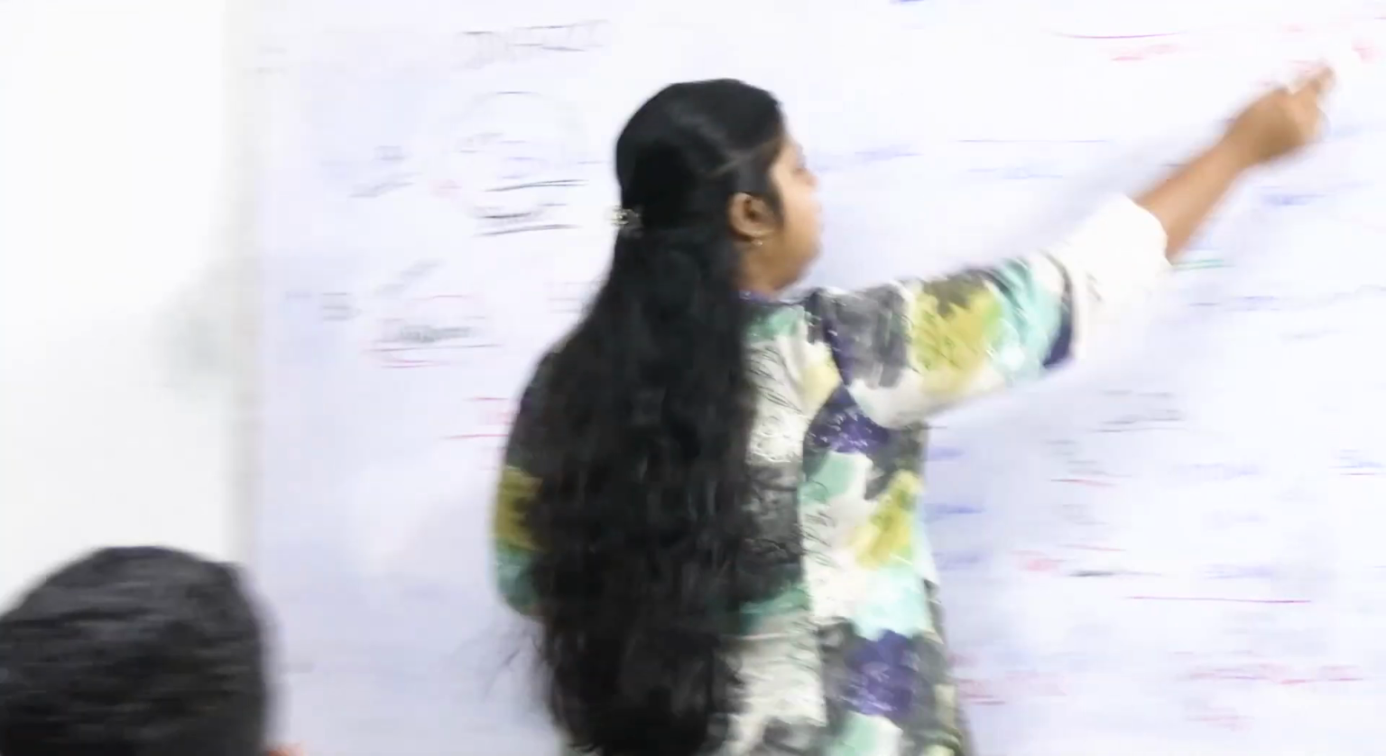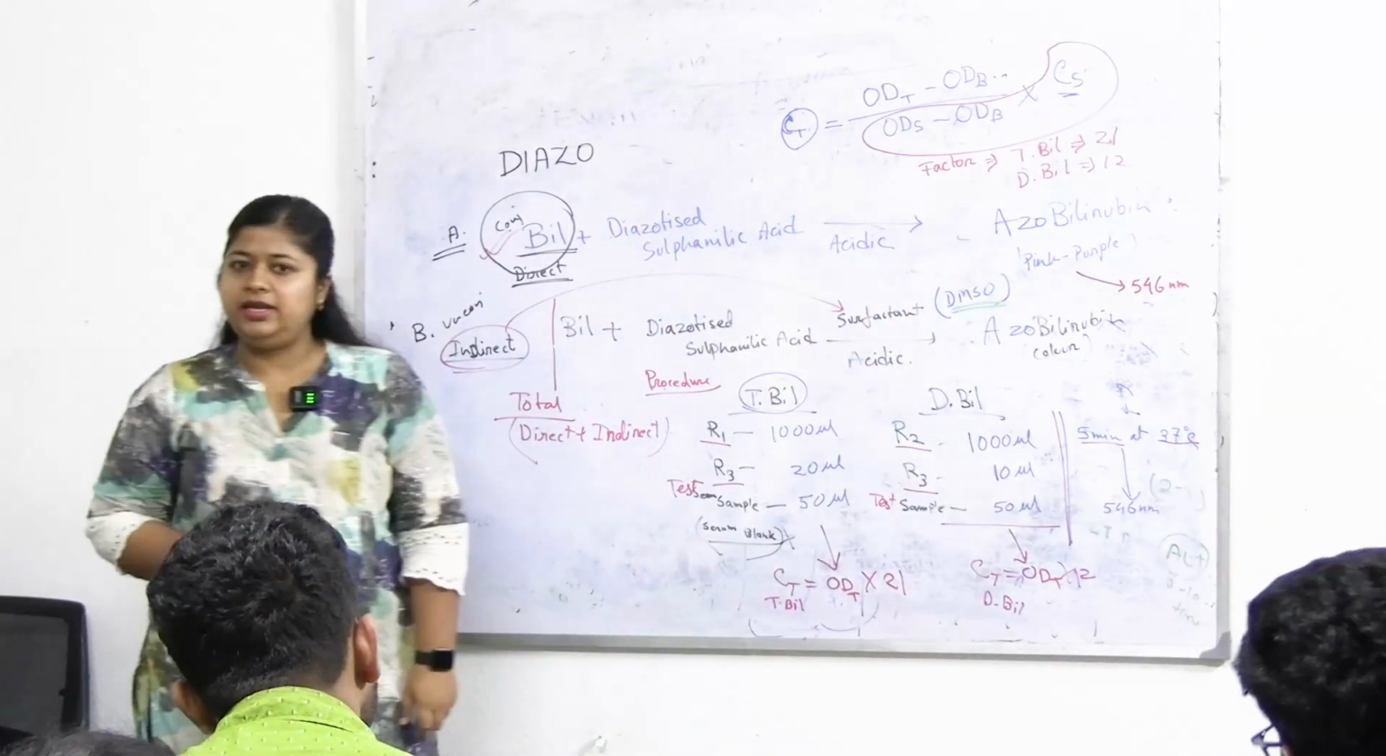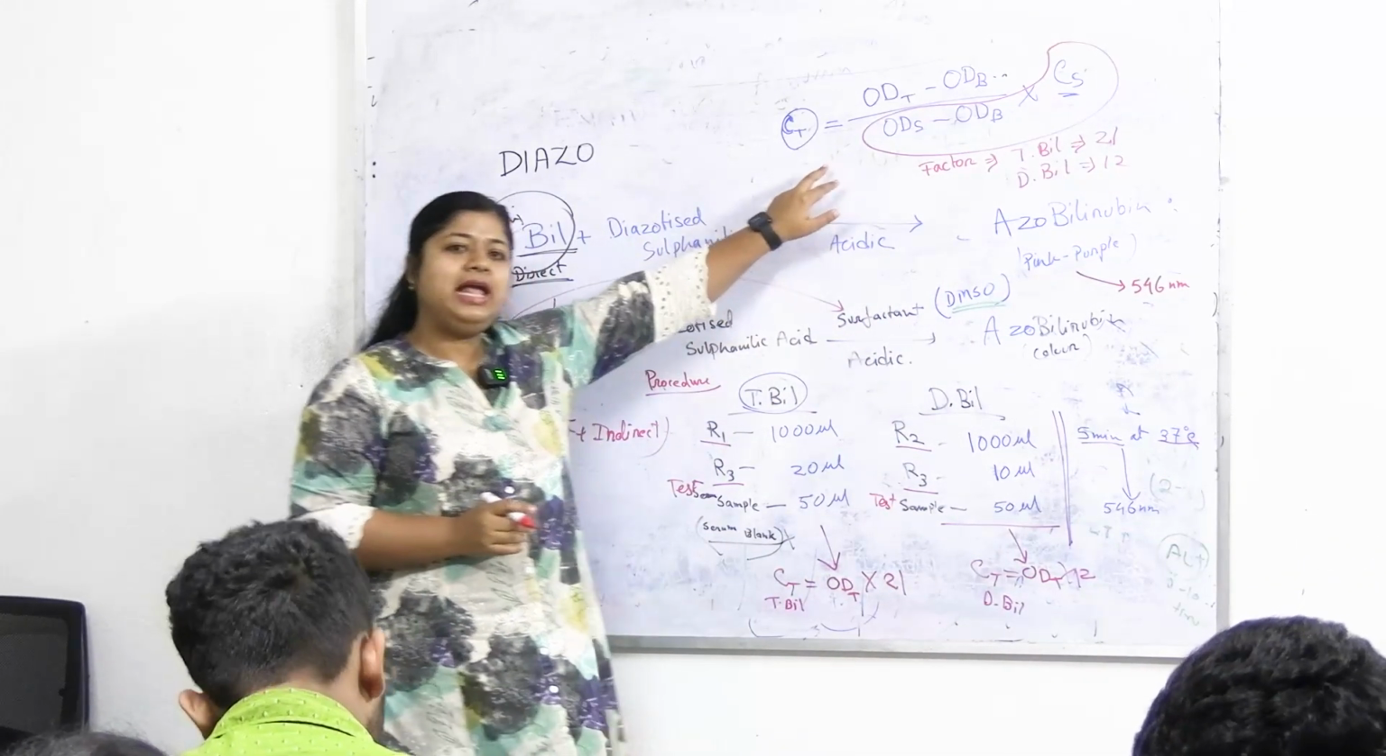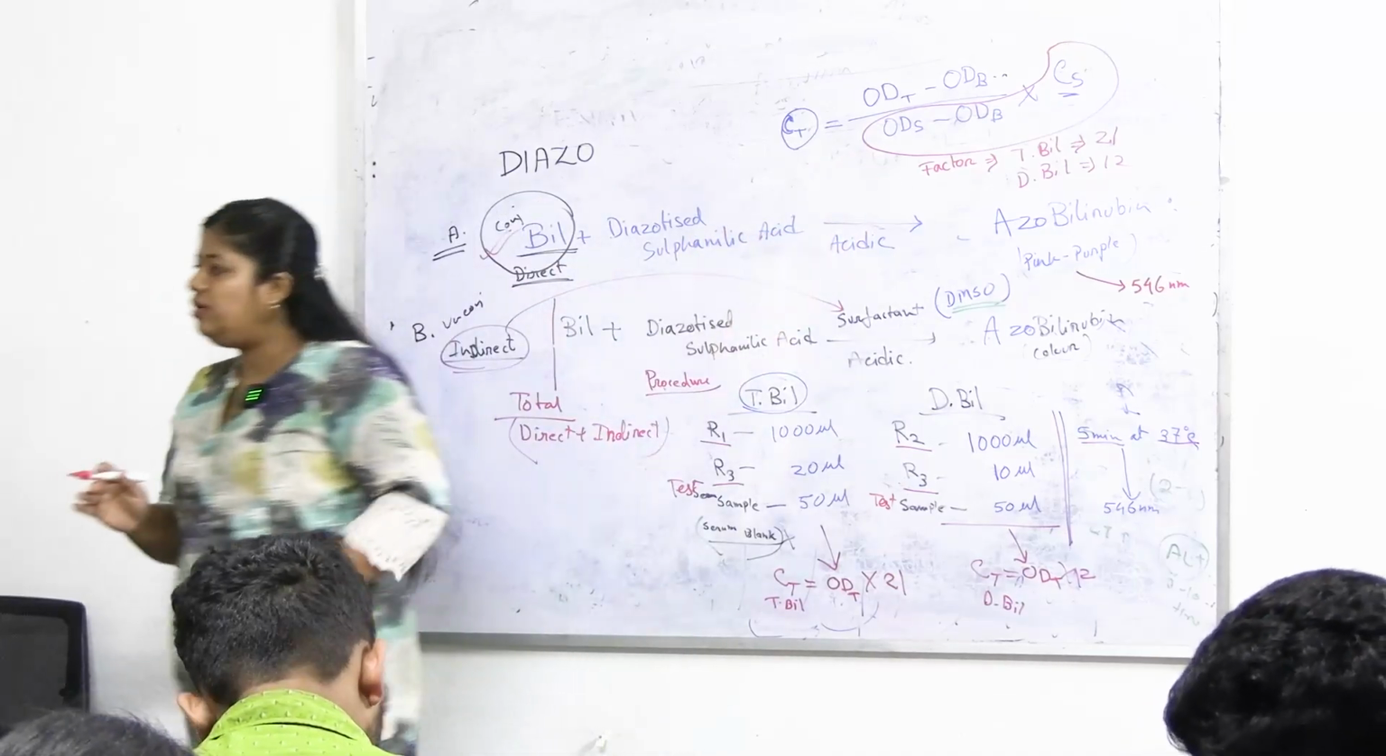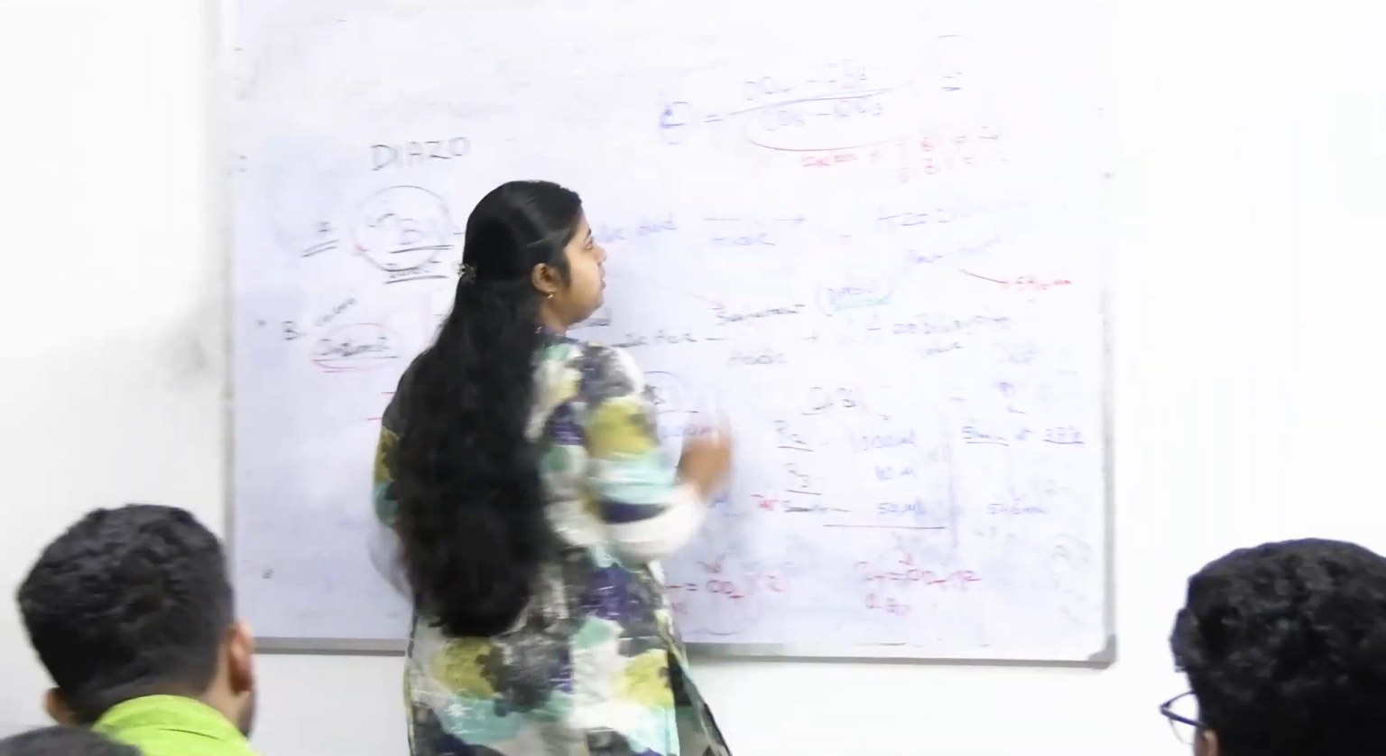Now CS is given, the ODB, ODS, all these things are given. So what is provided is the factor, and this part is the factor: CS by ODS minus ODB. This is the factor, that is the pre-calculated value of concentration of standard divided by OD standard minus OD blank. Okay, and as we are not using any blank, we can omit this part also. So what are the factors given? For total bilirubin, the factor is 21 and for direct bilirubin, it is 12.